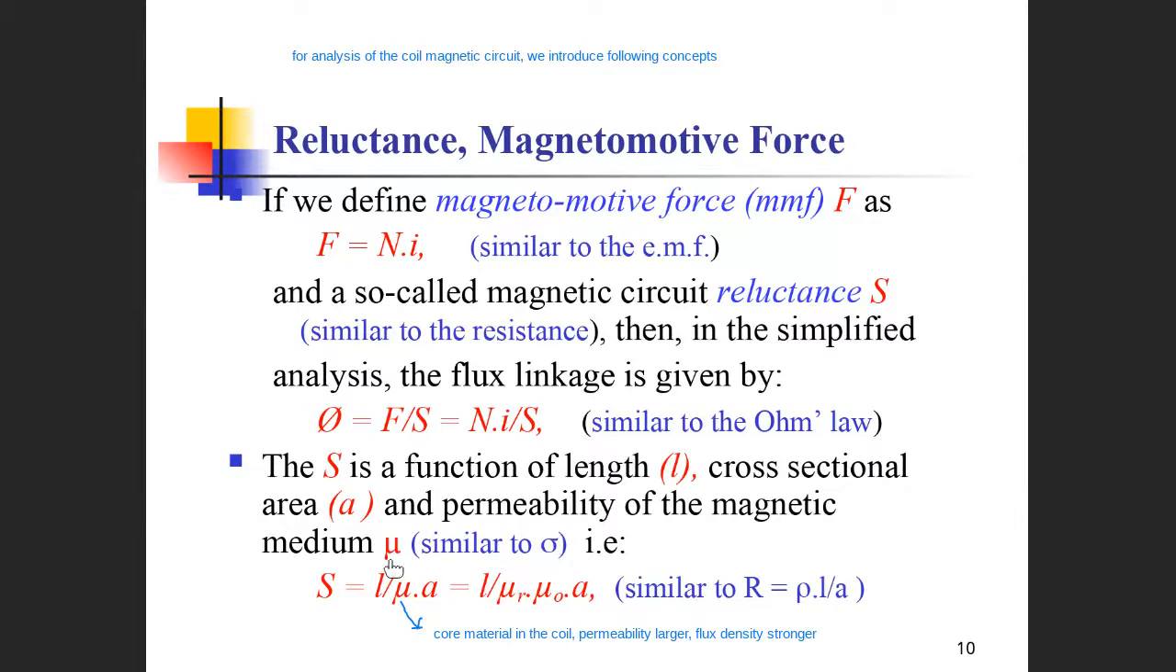So the permeability mu here is very similar to the conductivity in the electric circuit, and the reluctance is very similar to the resistance in the electric circuit. In the electric circuit, for a given voltage, the smaller the resistance, the bigger the current. For the magnetic circuit, for a given magnetomotive force F, or we say for the given current, the smaller the reluctance, the bigger the flux. So the flux is very similar to the current in the electric circuit.